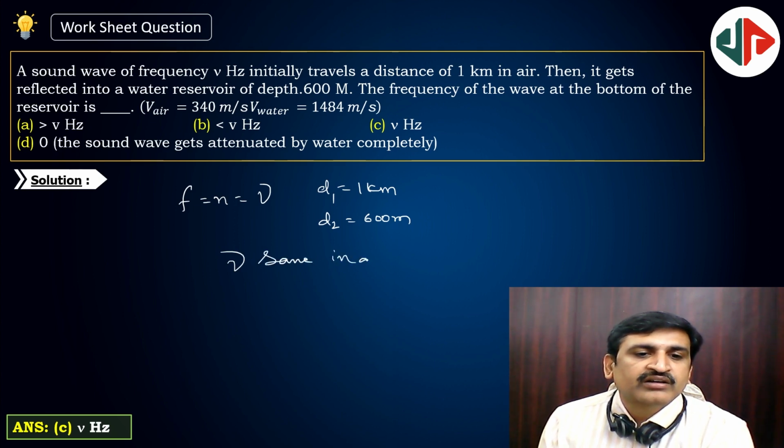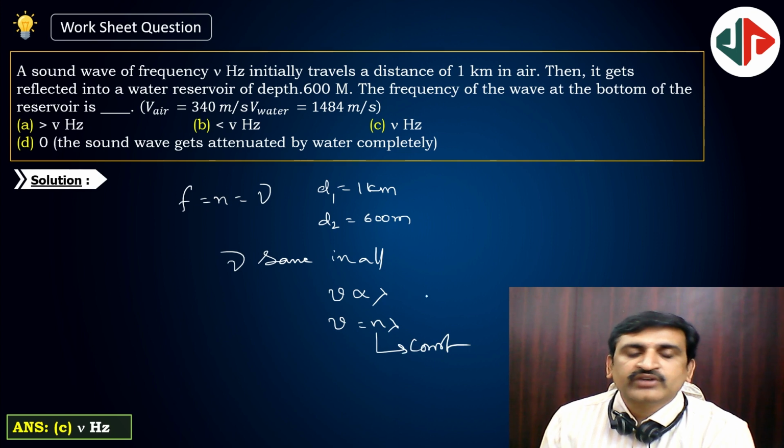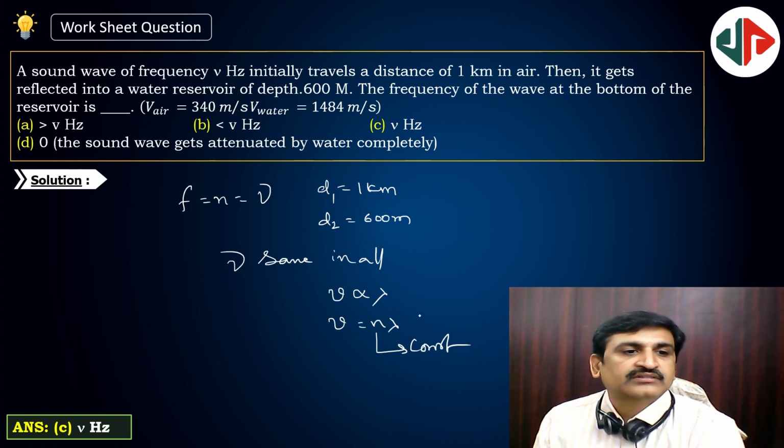Same in all. Right? Velocity proportional to lambda. V is equal to n lambda. N is constant. Only these two are going to change on changing the medium. Remember. Next.